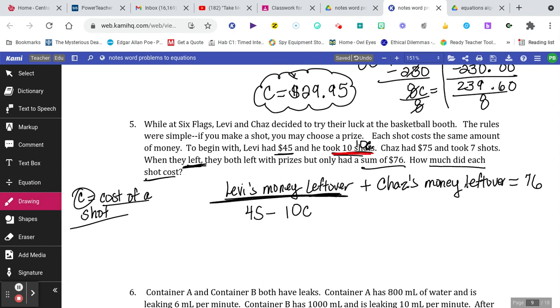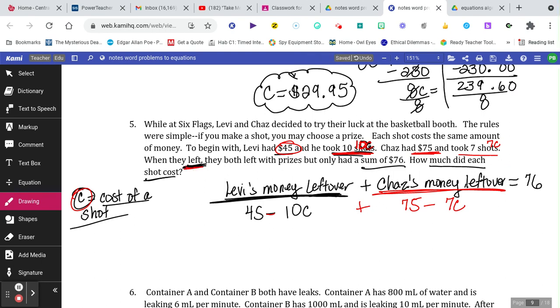Because he took these shots, he had to pay for it. So it came out of that $45. So he took 10 shots and he paid C dollars every time he took a shot. So 45, take away 10C. Okay. Plus Chaz's leftover money. Let's see. His leftover money, well, he started off with $75. He takes 7 shots, so that's going to be 7C because he had to pay C dollars 7 times. So his leftover money is represented by 75 minus 7C.